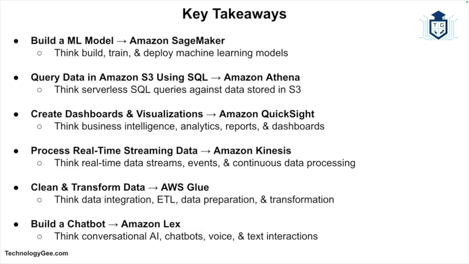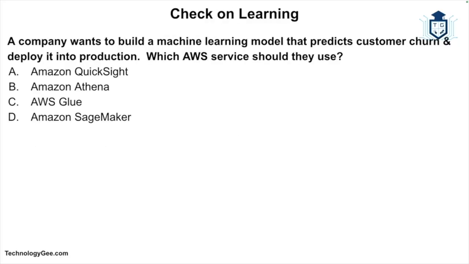So if there's one thing that I want you to walk away with, it is this. AWS AI and machine learning services make applications smarter. The AWS analytics services help you understand the data. That's it. You don't need to be a data scientist and you don't need to memorize every single feature. You just need to understand what problem each service solves and when to use it. And once you do that, this objective becomes one of the easiest points on the exam. So with all that being said, let's do some check on learning.